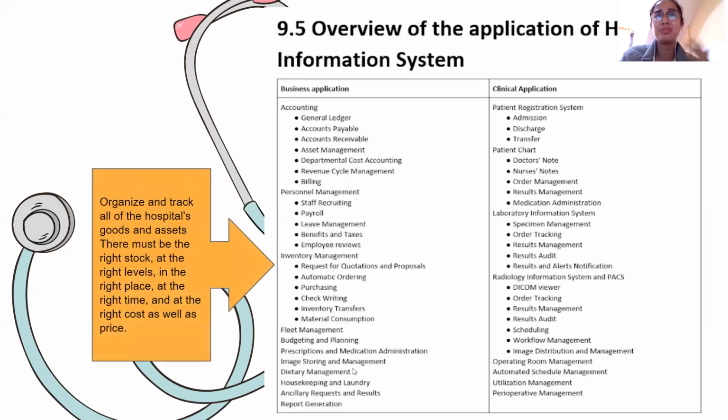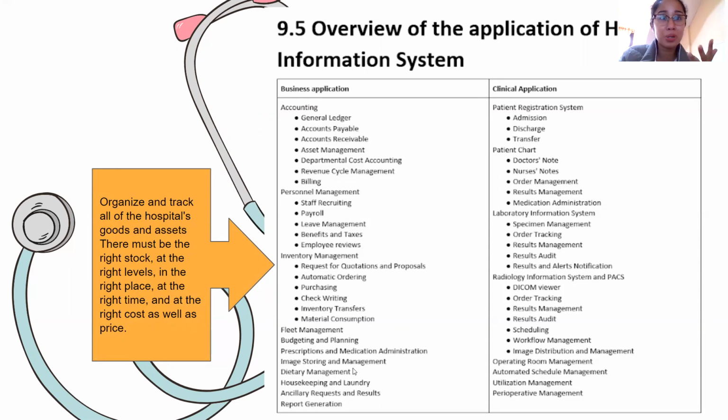Class, next, inventory management. There are so many things in the hospital, like your beds, your rooms, your OR. Class, these are all limited resources. What else? Our ambulances, class. So, request for quotations and proposals, our equipment, organize and track. Your HIS facilitates the organization and tracking of all the goods in the hospital and assets.